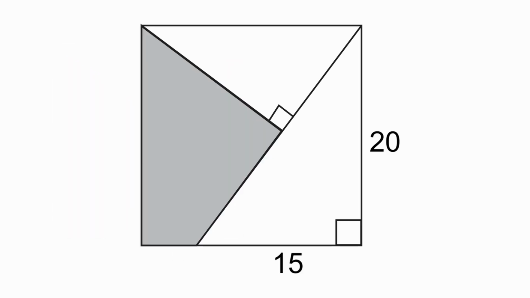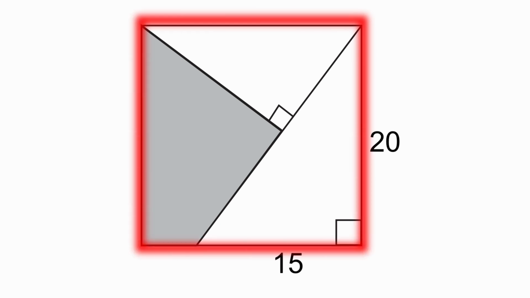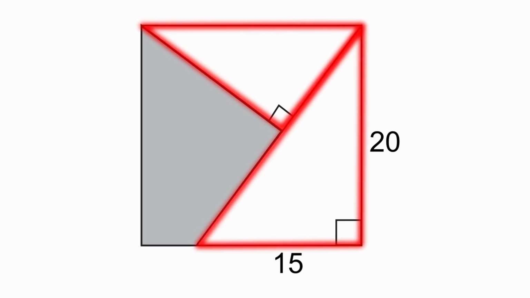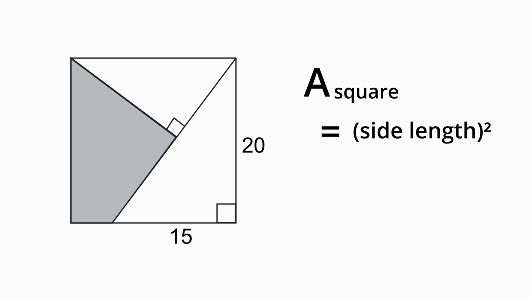We are going to calculate the shaded area by first working out the area of the square and then subtracting the area of each triangle. The area of the square is simply the square of its side length, which we already know is 20. So we get 20 squared, or 400.